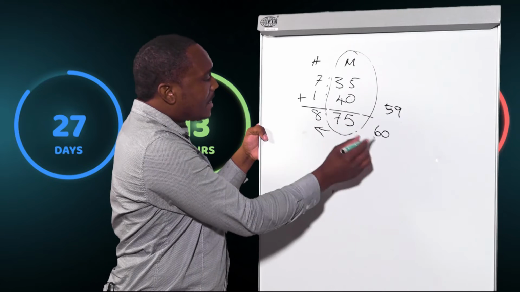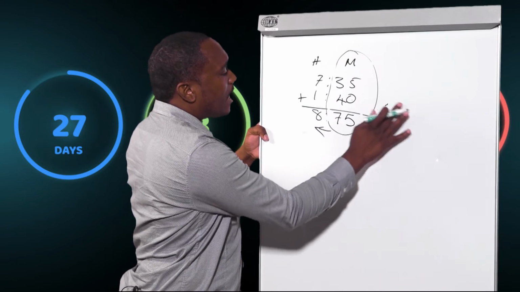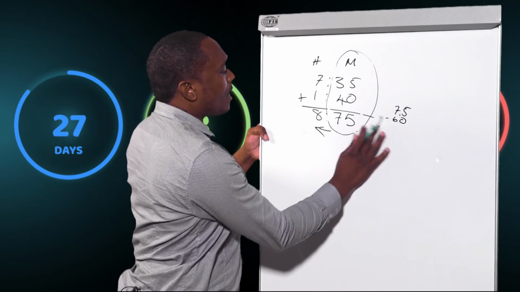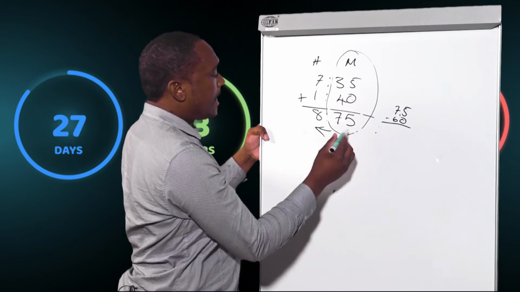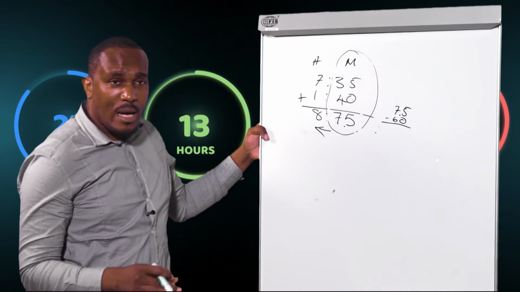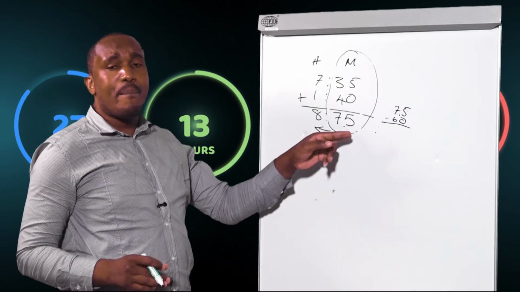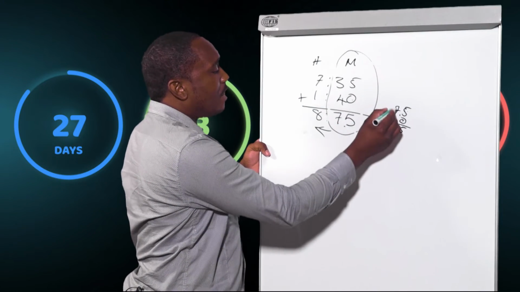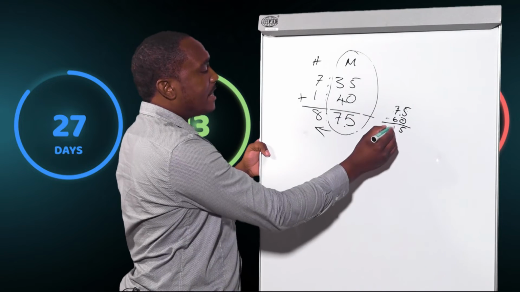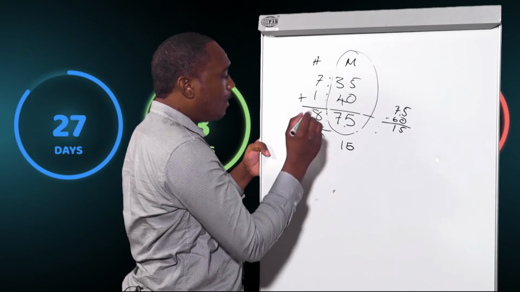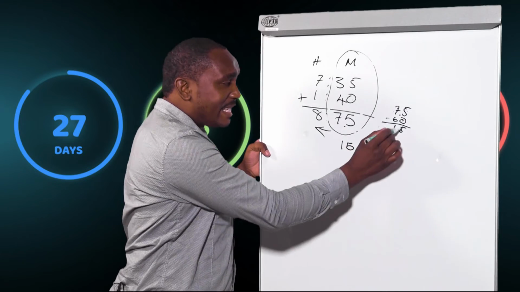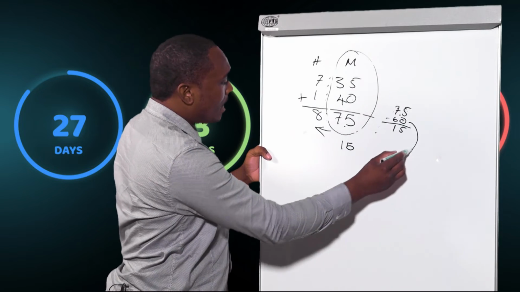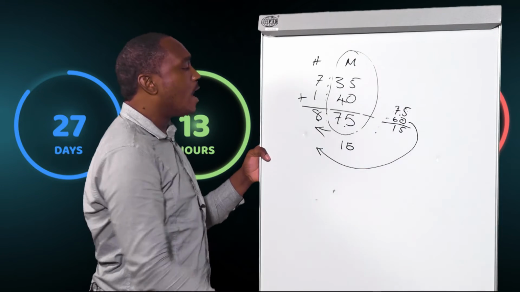So you say 75 subtract 60. Why are we subtracting 60? So that we do not have a number that is more than 59 there. So you say 5 subtract 0, it's 5. 7 subtract 6, it's 1. So here it will be 15. And then this 60 which we have removed, we are not going to throw it away. We are going to take it to the hour side. You add it to this one.